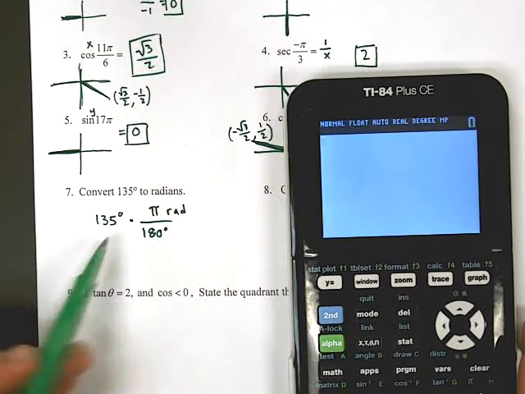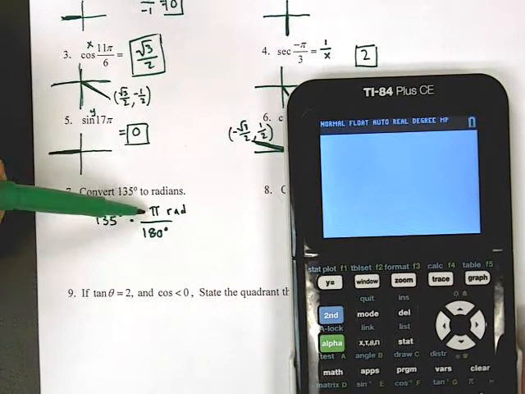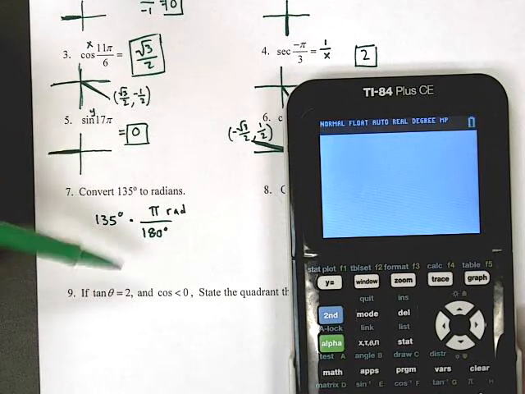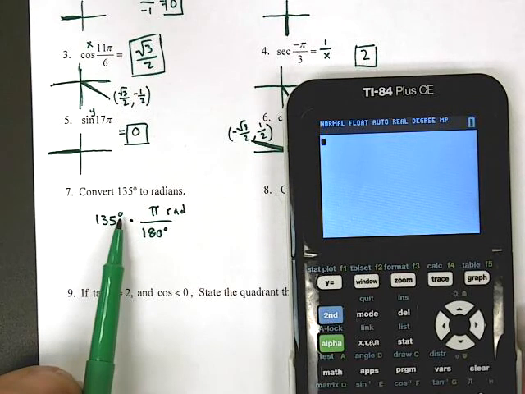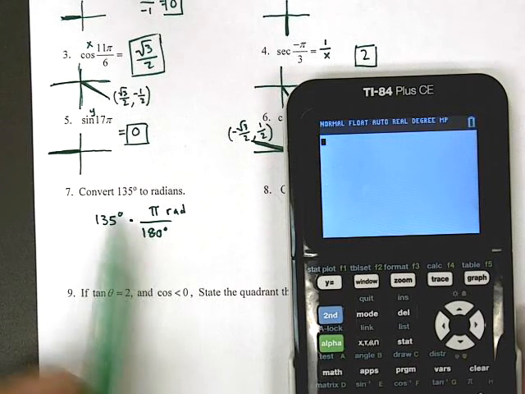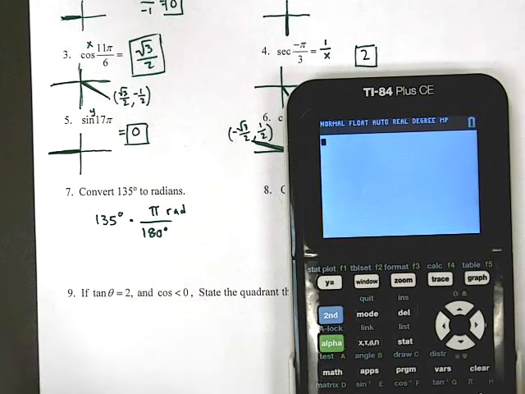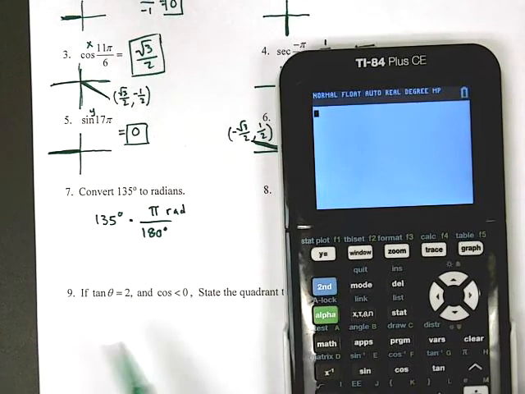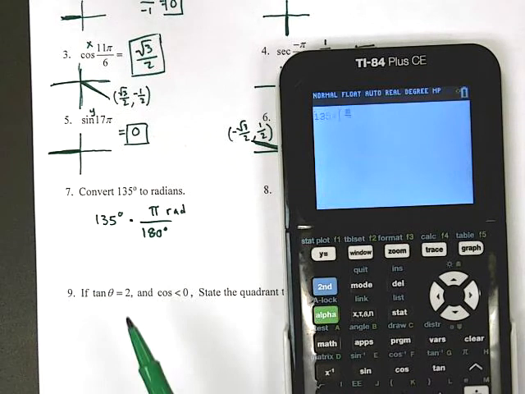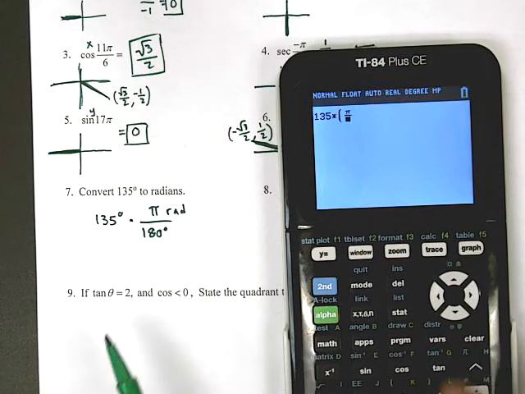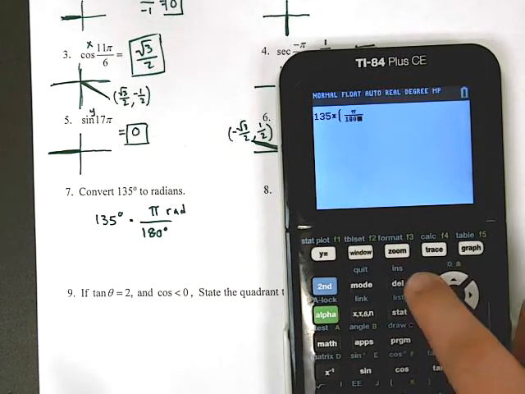So again, the idea here is to remember if it's pi over 180 or 180 over pi, think about what you're trying to cancel. All right, this case I have degrees. I want to cancel degrees, so that's why the 180 goes in the denominator. So long story short, we can multiply this by, let's see, pi over 180.